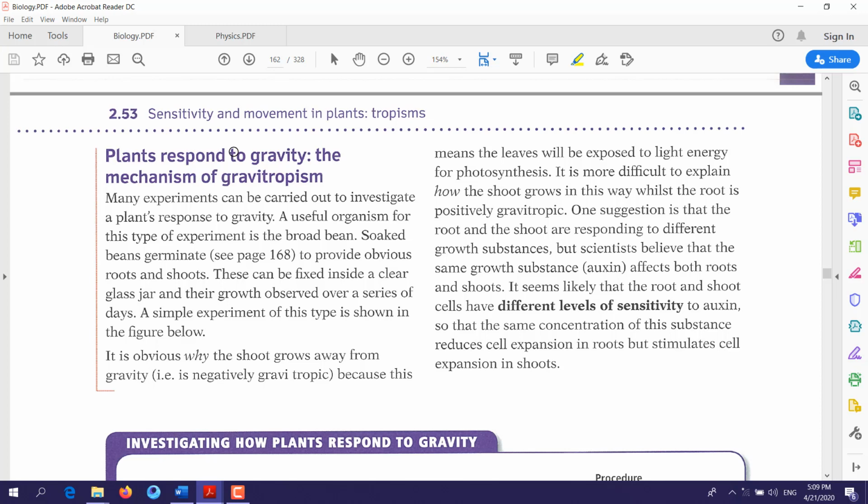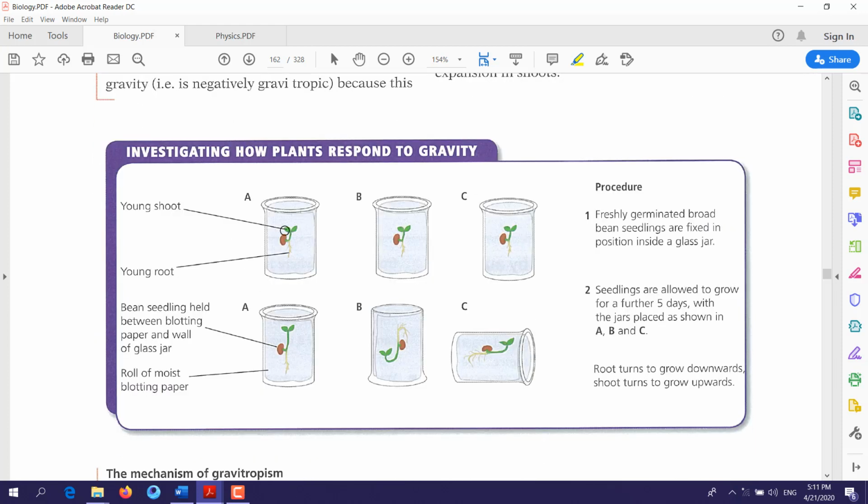So plants respond to gravity, the mechanism of gravitropism. Because the stimulus here is gravity, the growth of the plant will be in response to gravity. So it will be positive gravitropism or negative gravitropism. It depends on the direction of growth. Whenever the growth is toward the stimulus, we call it positive, while if the growth is away from the stimulus, we call it negative tropism.